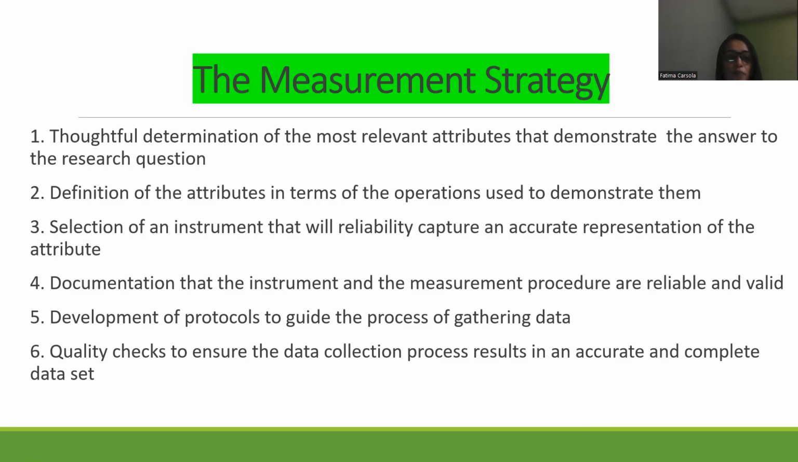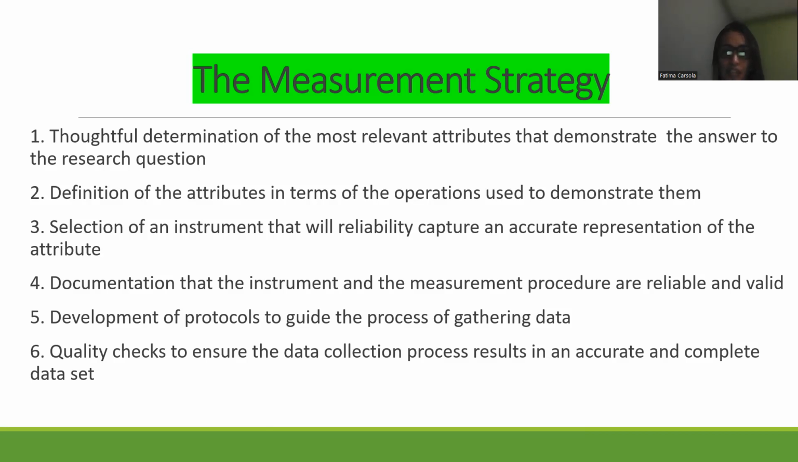So number two, you have to define the attributes or variables in terms of the operations used to demonstrate them. So you have to define these variables or attributes based on how you will utilize this in your study. Number three, selection of an instrument that will reliably capture an accurate representation of the attribute. So it is very important for you to select the instrument here or your questionnaire. It should again answer the problems that you have stated in your statement of the problem. And number four, you have documentation that the instrument and the measurement procedure are reliable and valid.